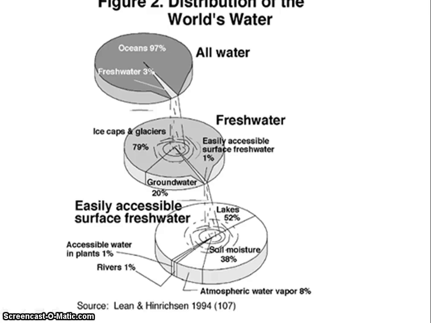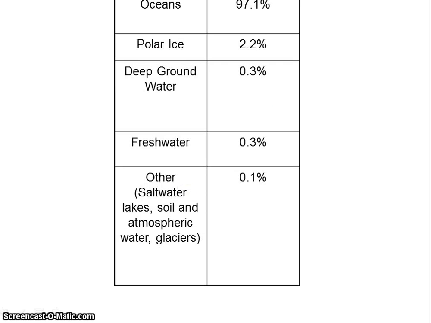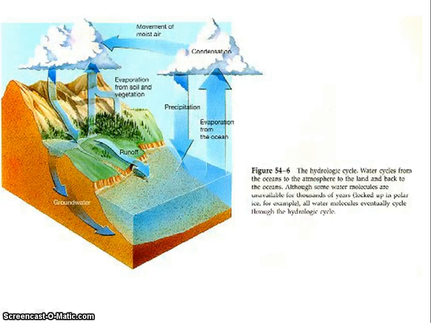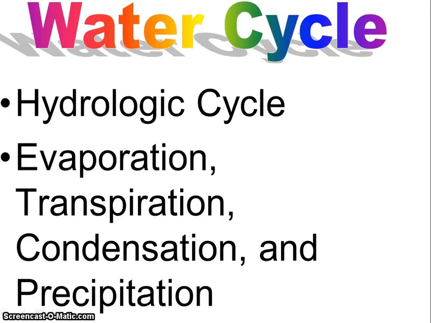Now we're going to talk about the water cycle. Water is very precious. You can see that the majority of the water is in the oceans, and there's very little that is available to us. It's often called the hydrologic cycle, and it consists of evaporation, transpiration, condensation, and precipitation. Evaporation occurs when water molecules break bonds and enter the atmosphere as gas, as water vapor.